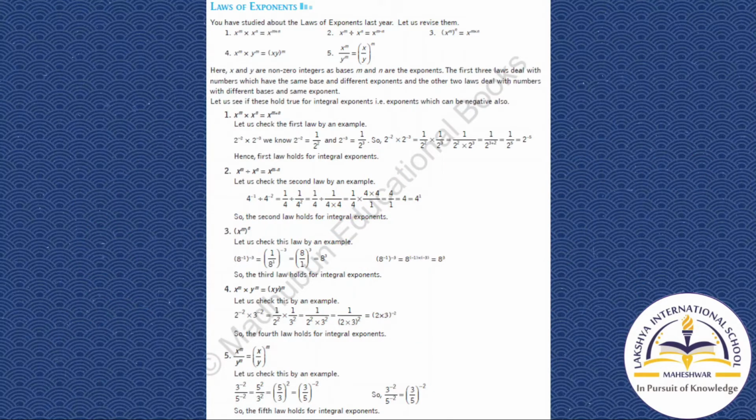Now our third rule is, if 2 has power 2 and again it is 2, so we have to multiply them.